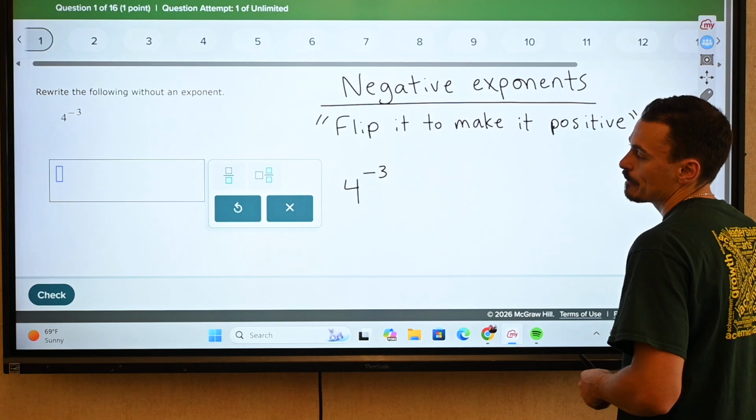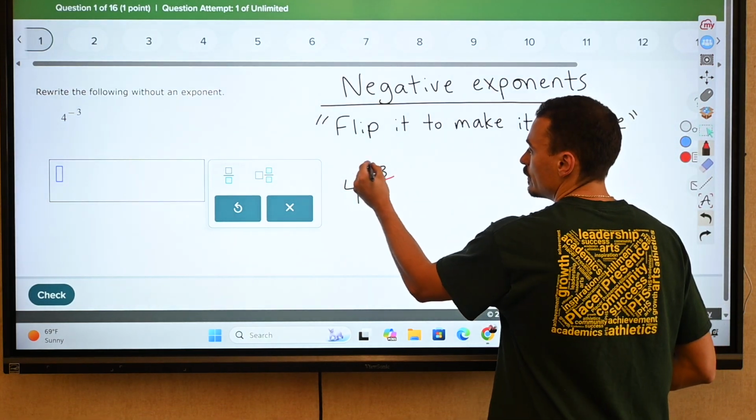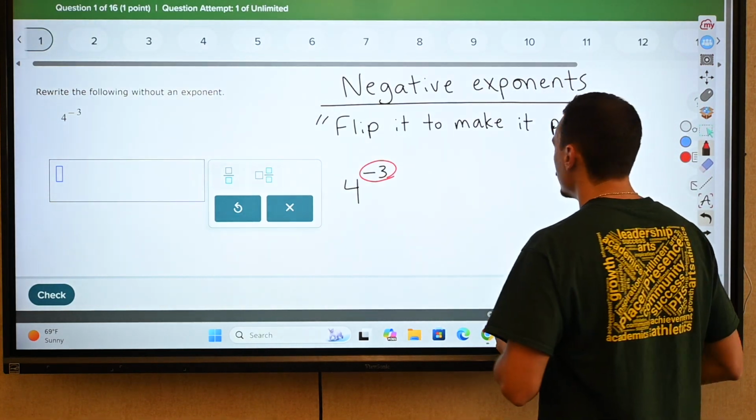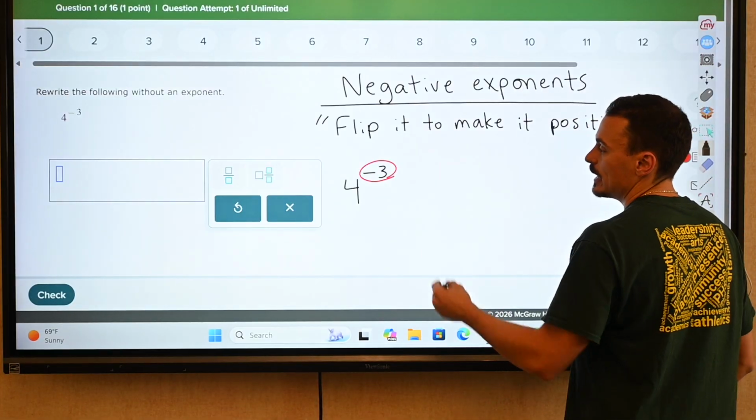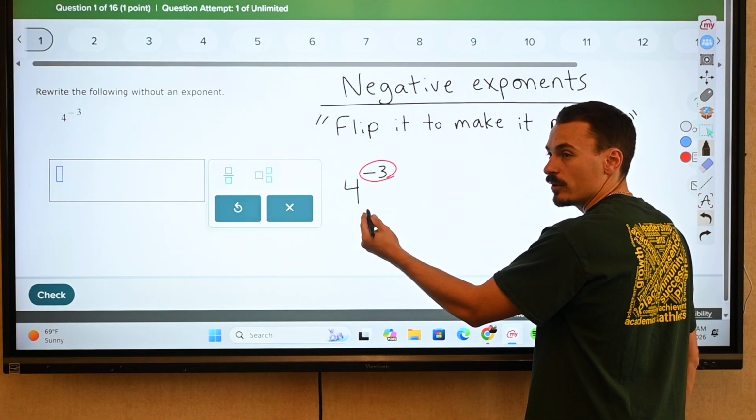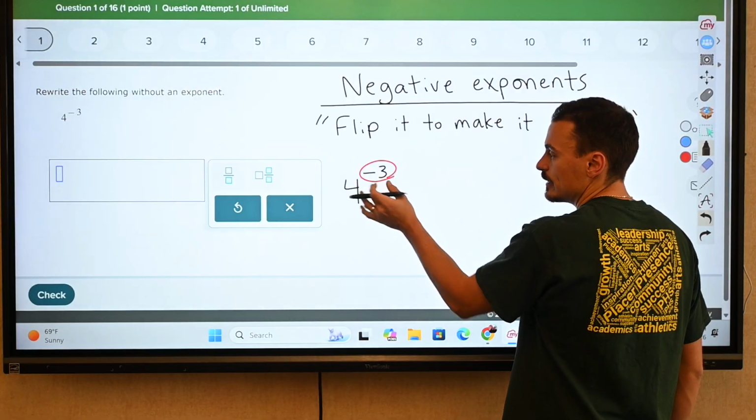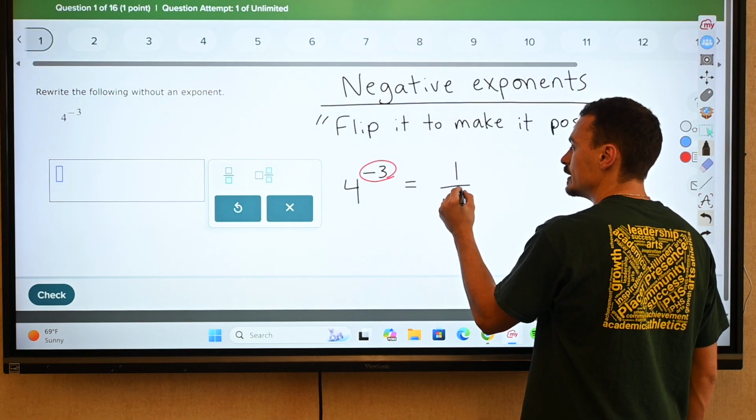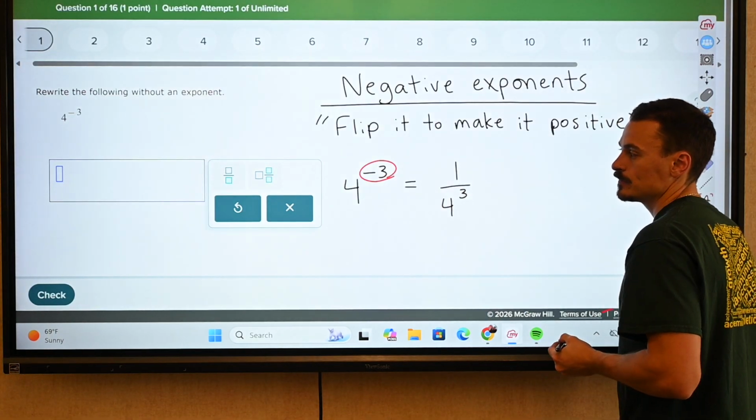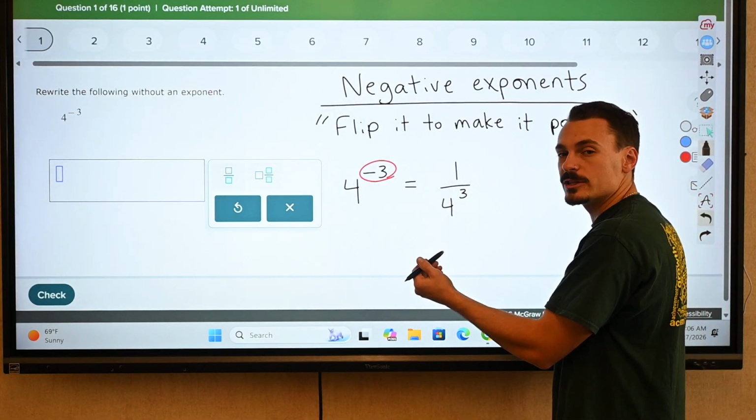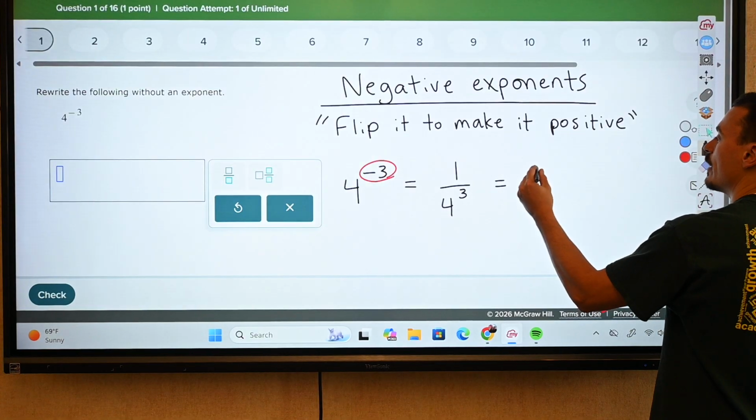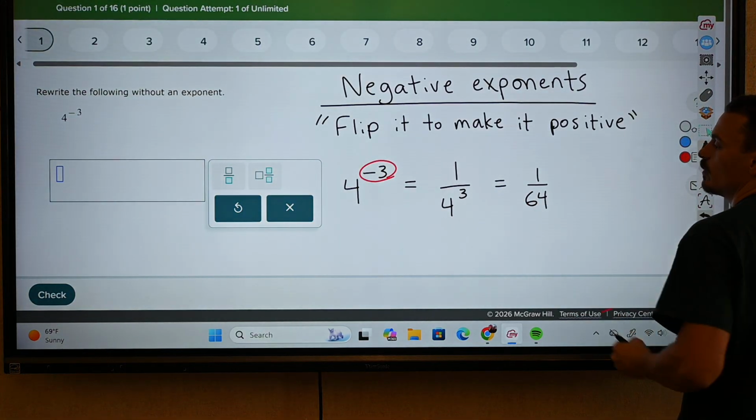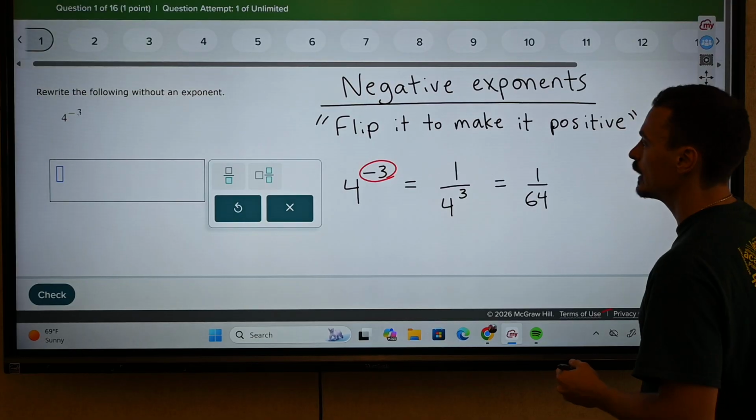So what I mean by that is if you have a negative exponent, so we already have negative 3 exponent, you can take this factor and write it 1 over 4 to the positive 3. So I flip it to the other side of the fraction to make it positive. And then we evaluate. 1 over 64. Okay?